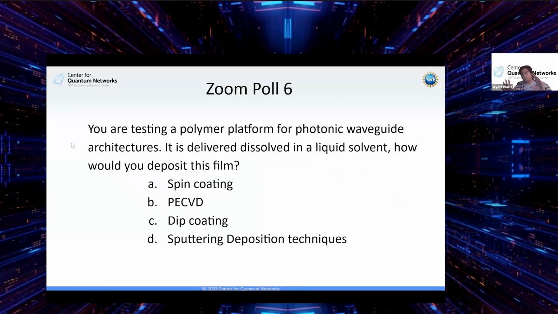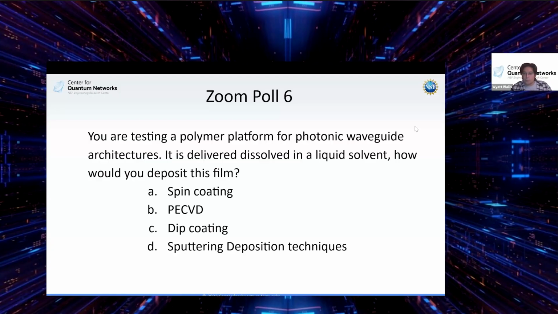Okay. Now then, that was a lot of stuff all at once. So now let's go and do our first Zoom poll question. Setting the scene, you're testing a polymer platform for photonic waveguide architecture, such as some waveguides, and it's delivered to you in some sort of liquid solvent. How should you deposit this, or how might you deposit this?